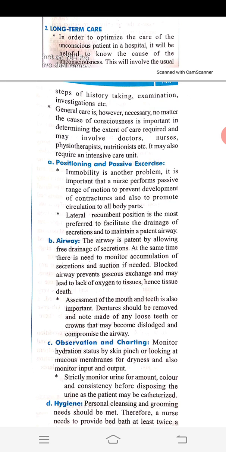Then come to the airway. To maintain the airway, the patient's airway should always be cleared, and it should always be tried that mucus is released, and whatever secretion is there will be removed by drainage, free drainage.